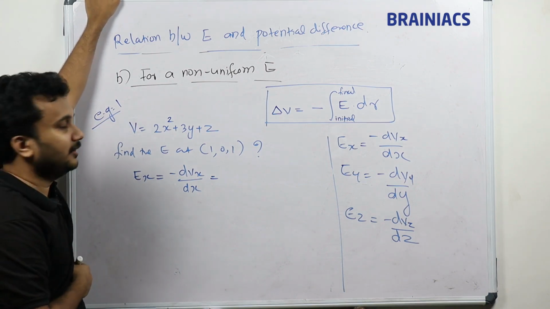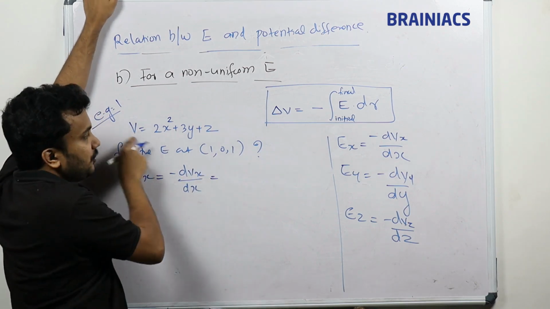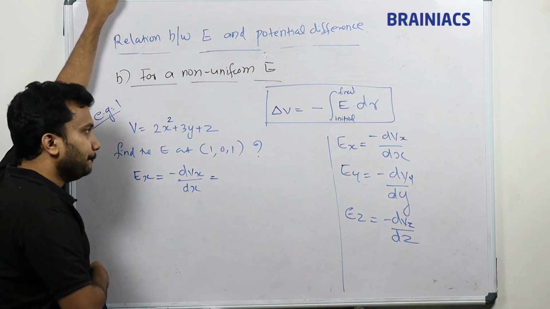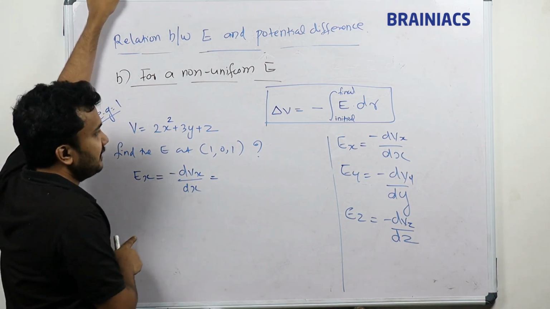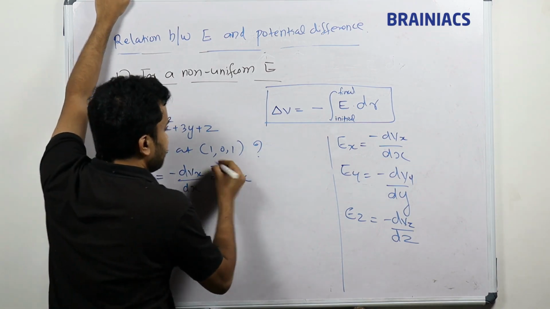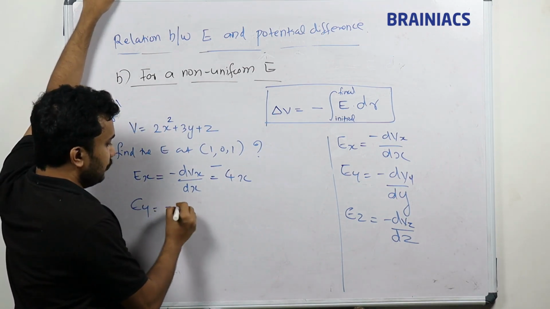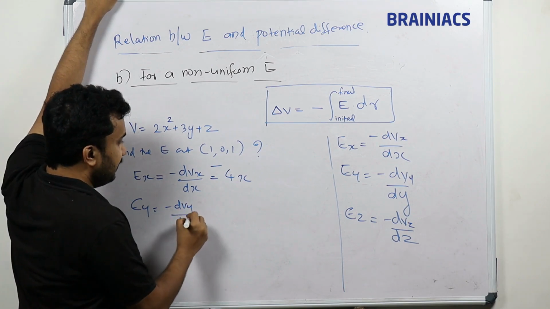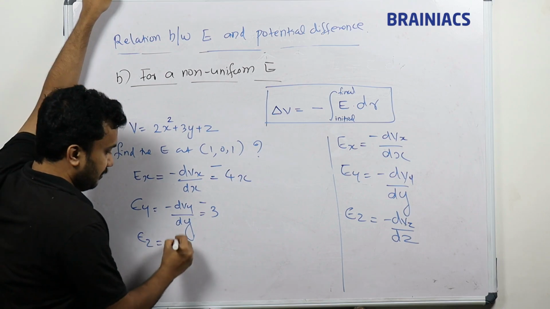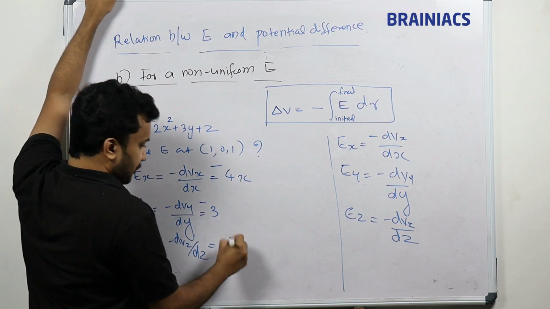Maybe I'll put 2x squared just to understand. Otherwise the 2 will simply come, and there is no meaning in applying the point. So the potential will be 2x squared plus 3y plus z. So dVx by dx, if you differentiate this with respect to x, what will come? 4x, and minus 4x because of this minus. So minus 4x, and Ey is equal to minus dV by dy. So what will come? Minus 3. And Ez is minus dVz by dz. Z differentiates to 1, so minus 1.